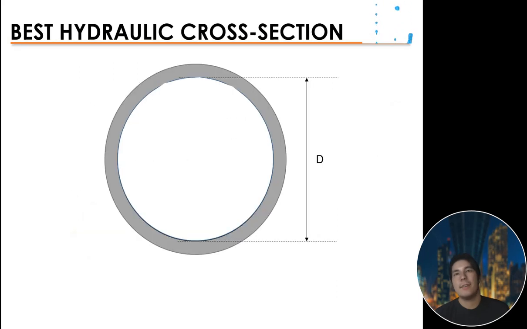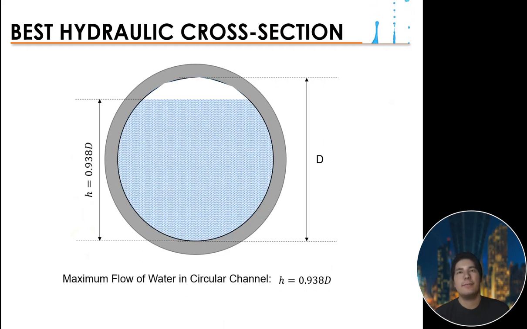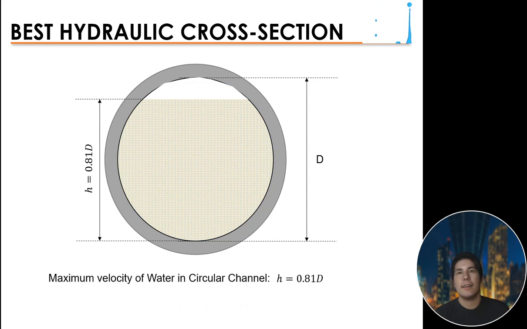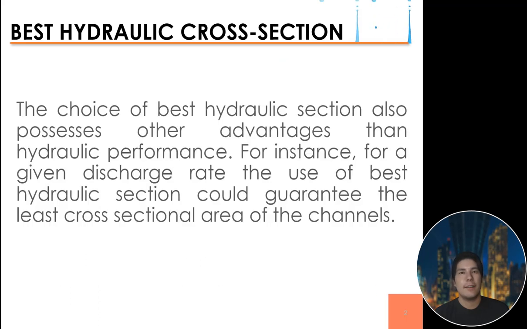So for circular channel, we have two, no? It depends on what you want to get. If your goal is to have a maximum flow of water in a circular channel, the depth of water should be equal to 0.938 of the inner depth of your channel. And if you want to get the maximum velocity of water in a circular channel, it must be 0.81 of the inner depth. Okay? Inside depth, inner depth.